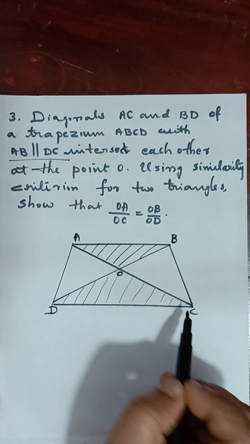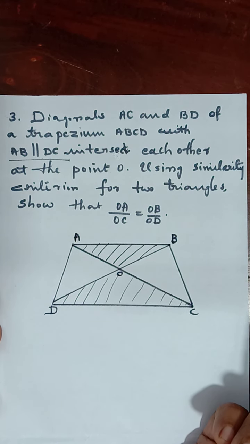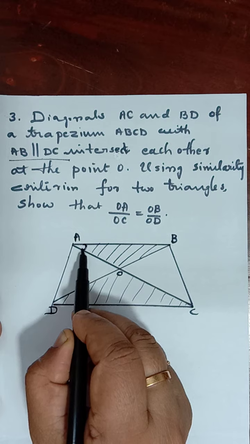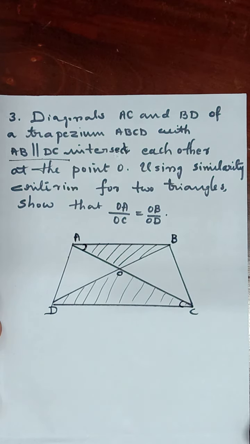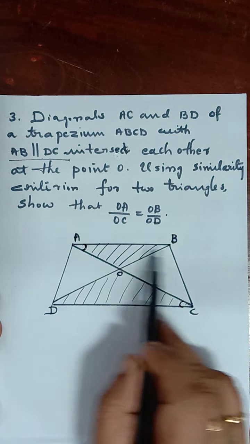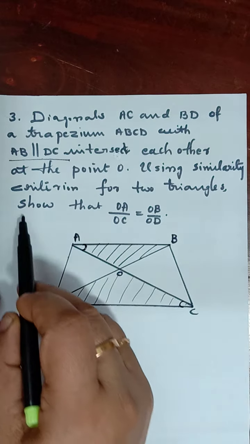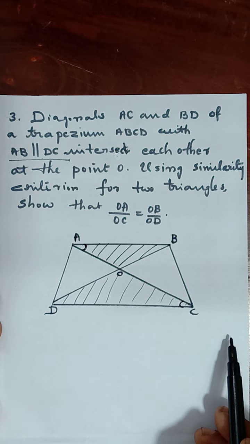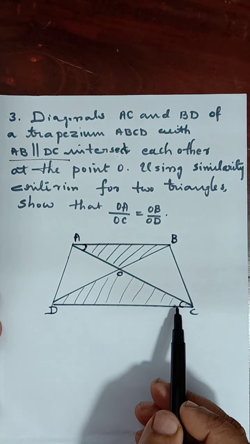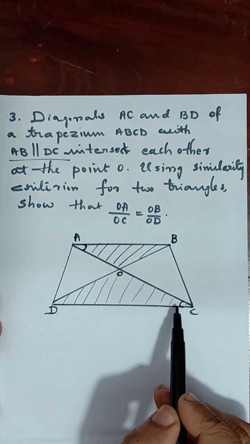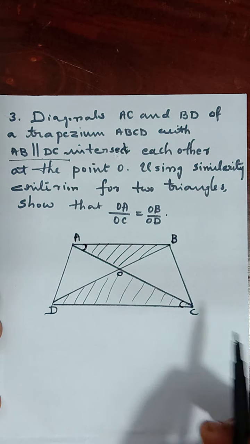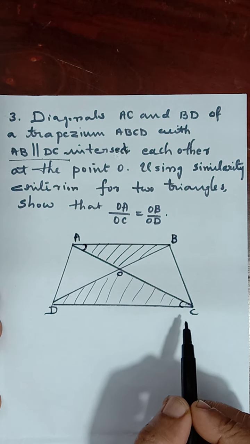So when we consider these two triangles, how to say the similarity of this? Don't you see that this angle A equal to angle C? The reason here is AB is parallel to DC. If AB parallel to DC, consider AC as a transversal. Therefore, these two angles are alternate interior angles. Alternate interior angles are equal when AB parallel to CD.